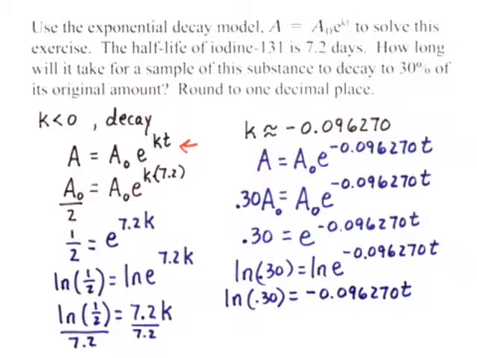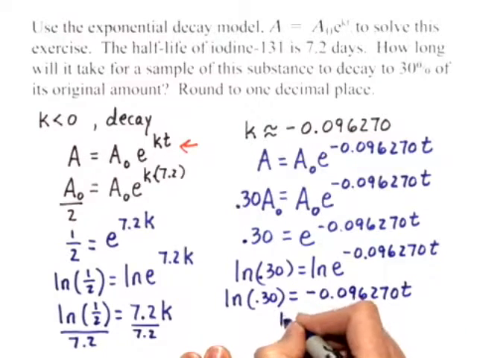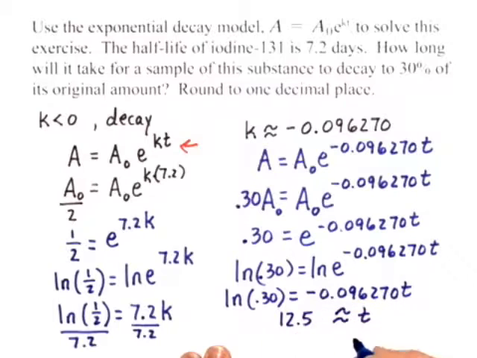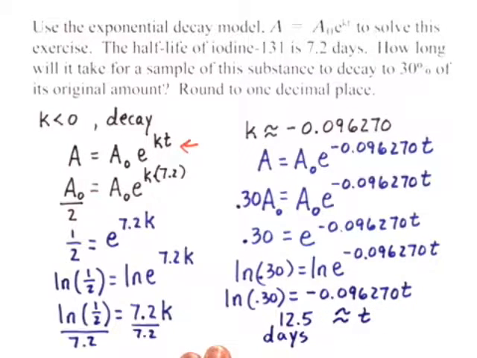When I divide both sides of this equation by negative 0.096270, I'll get that t is approximately equal to 12.5 days in this case. So to answer the question, it'll take about 12.5 days for our substance to decay to 30% of its original amount.